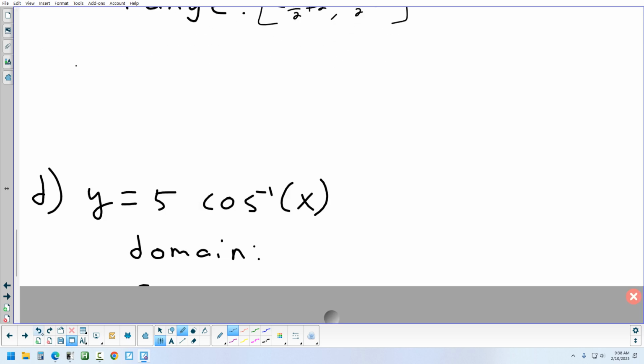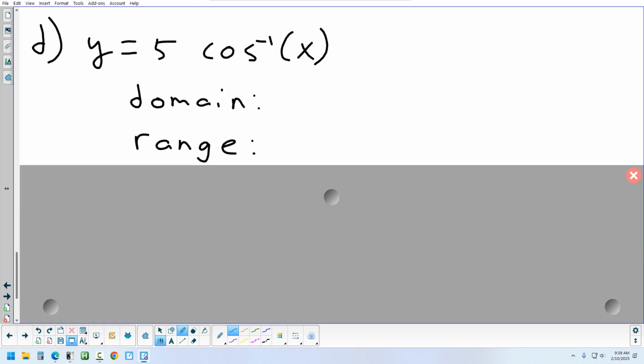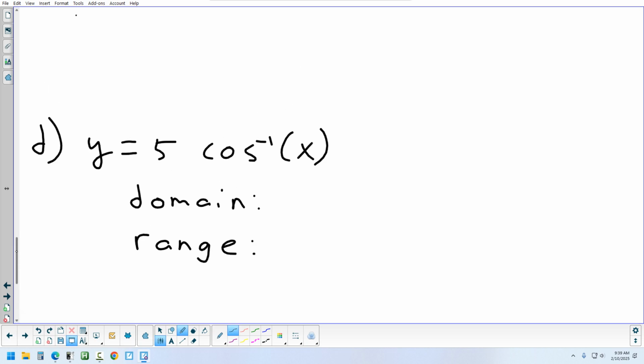All right, let's try D, okay? Inverse cosine. All right, what is not changing this time? Yep. Still domain. What's our domain for inverse cosine?